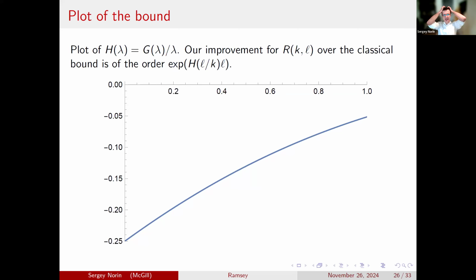So if L is much smaller than k, we are improving by a factor of about e to the L over 4. That's our extra improvement. When L and k are equal, our improvement is about e to the L over 20. But I mean, still somewhat substantial.